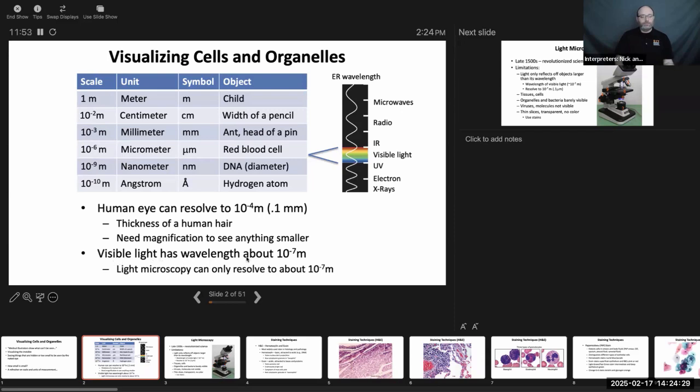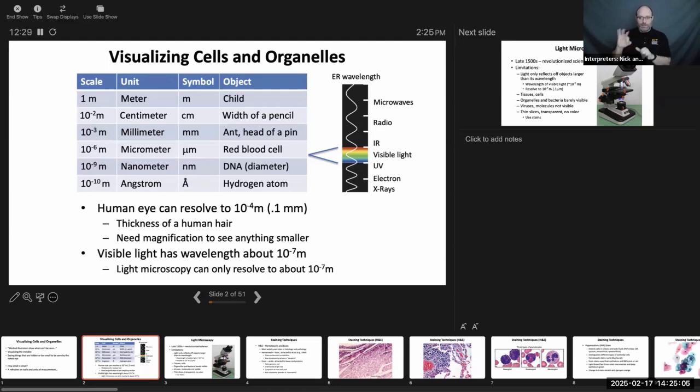I mentioned that visible light has a wavelength somewhere in the range of 10 to the minus 7 meters. It's anywhere from 4 times 10 to the minus 7 to 7 times 10 to the minus 7 meters. An important principle in visualizing anything is that electromagnetic radiation can only reflect off of something that's bigger than its own wavelength. So that means that visible light can only reflect off of objects that are larger than 10 to the minus 7 meters in size.